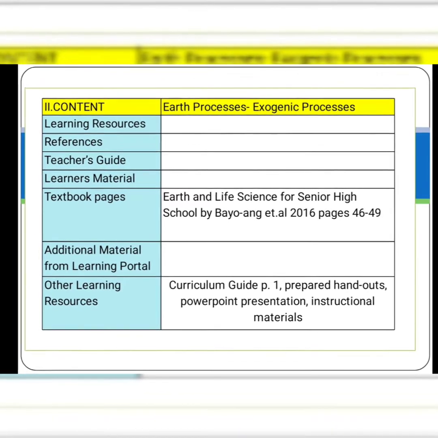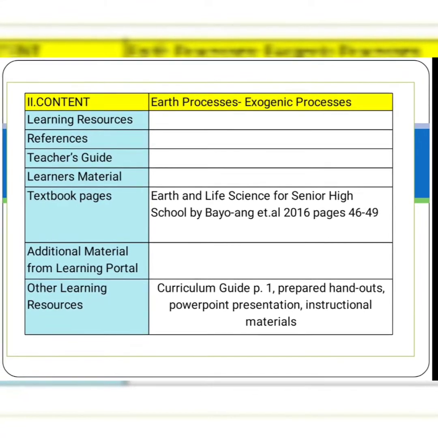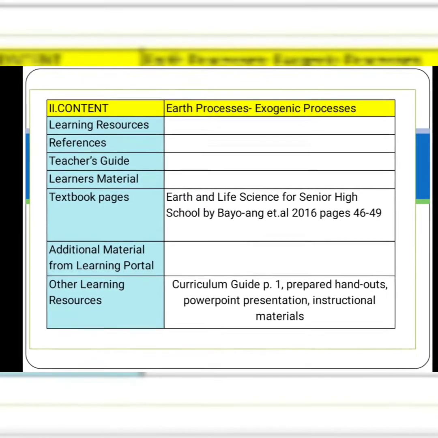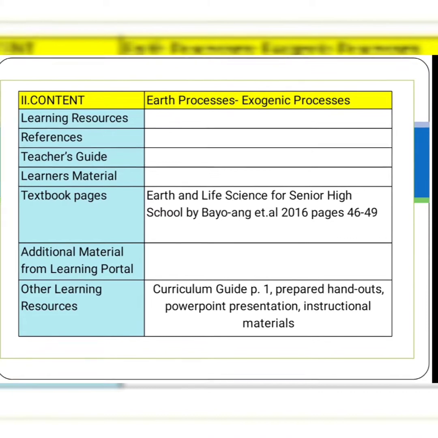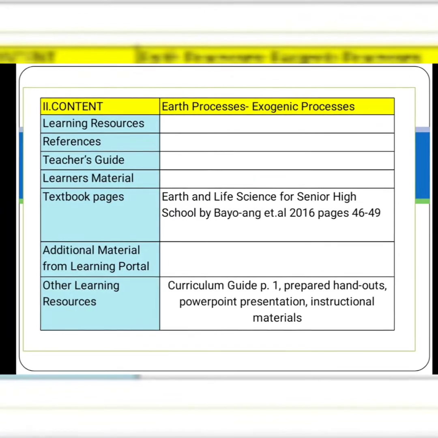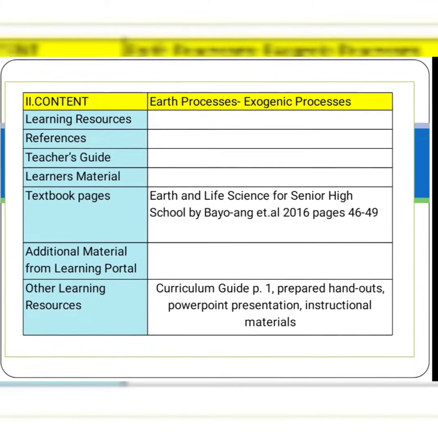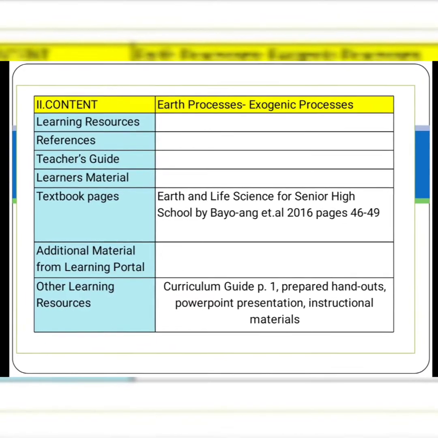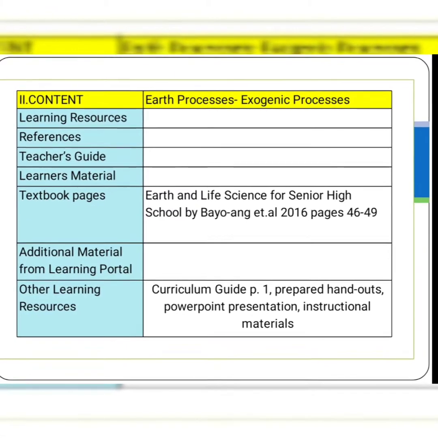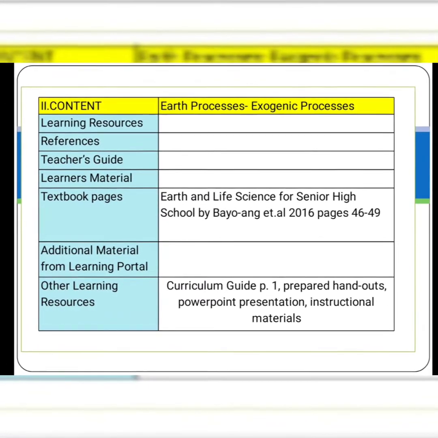So for example, in DepEd, we have the teacher's guide. So we could just write their teacher's guide in general chemistry. And we also have the learner's material provided by DepEd. So I could write learner's material for grade 11. And then for textbook, you can write the author, the book, and then of course the pages. If you get from DepEd Common or other online learning portal, you can just write there.